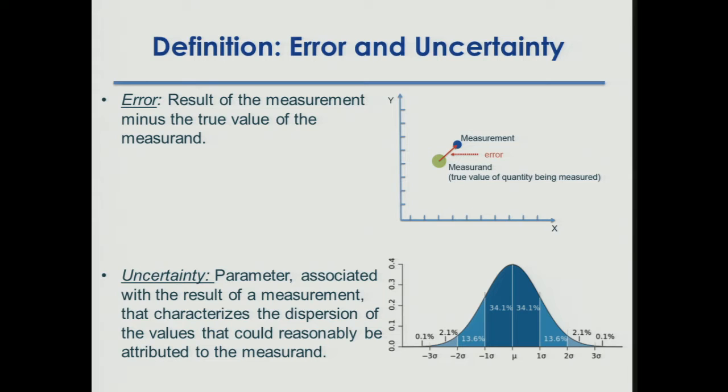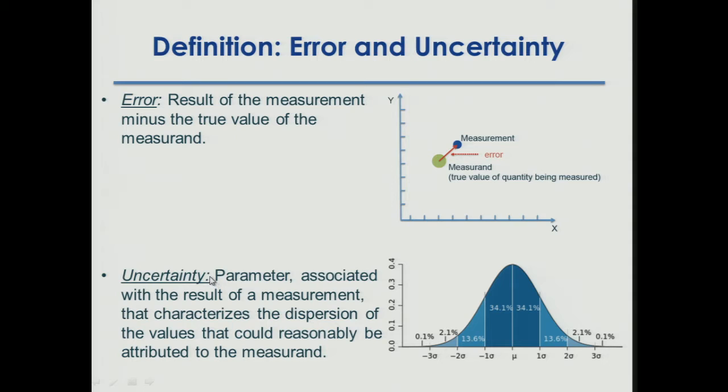So, language. A lot of these words, like errors and uncertainties, we use in our colloquial language. But when you use them in science, they have a very specific meaning. And just to emphasize that, I wanted to repeat. The error is the result of the measurement, minus the true value of the measurand. This is the ground truth that we know nothing about, and this is our result.